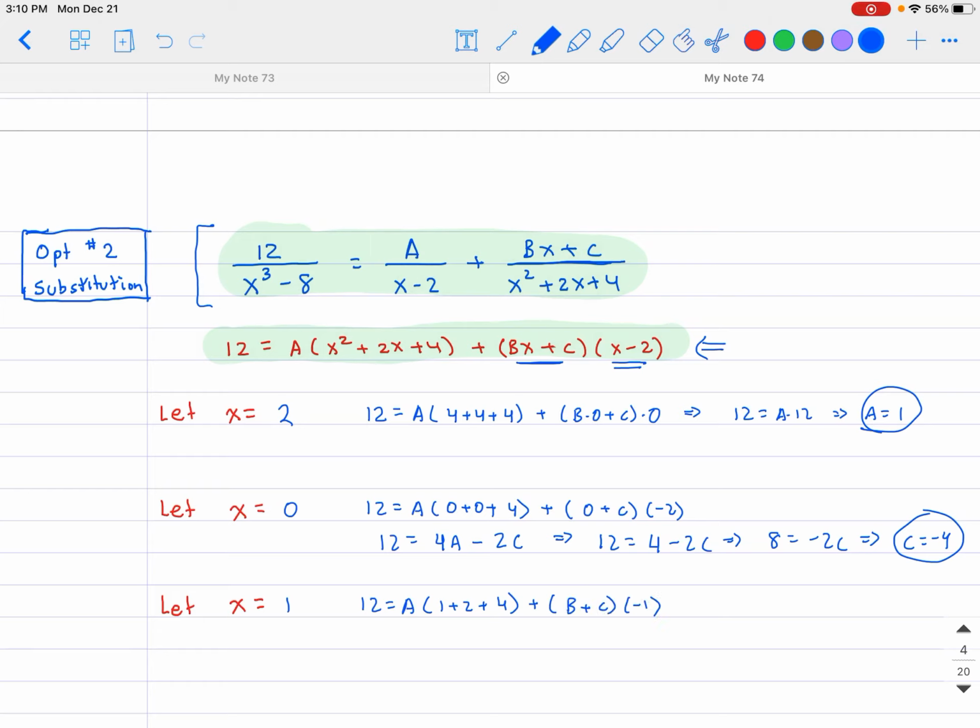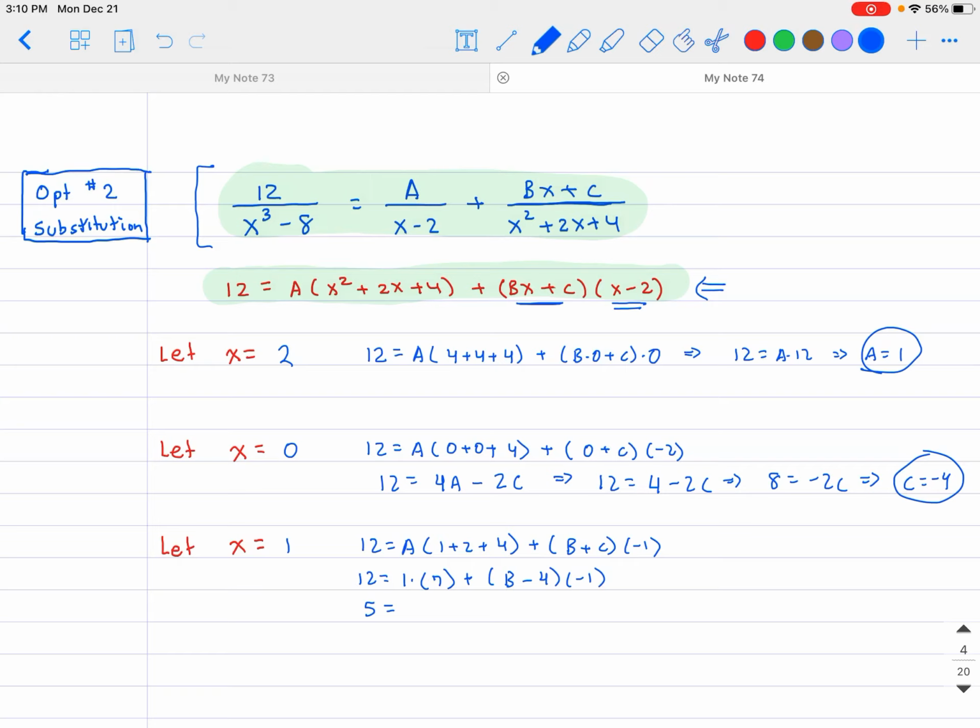And then b minus c, or b plus c, so that's going to be b minus 4 multiplied by negative 1. So let's see, move the 7 over to the other side, so that's 5 is equal to 4 minus b, if I'm looking at it correctly. So if I move b over to the other side and 5 over to the other side, then that means that b is equal to negative 1.